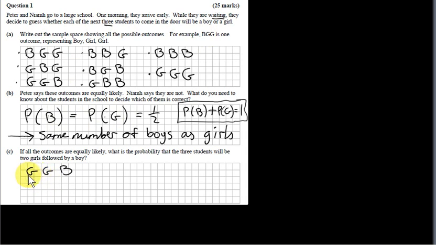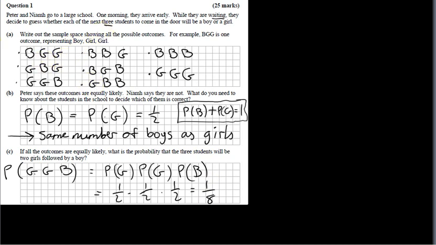So what is the probability that the 3 students will be 2 girls followed by a boy? Well, these are 3 independent events, so the probability of this happening is the probability of a girl multiplied by the probability of a girl passing through the door times the probability of a boy passing through the door. That's a half times a half times a half, because these are independent events, which is 1/8.